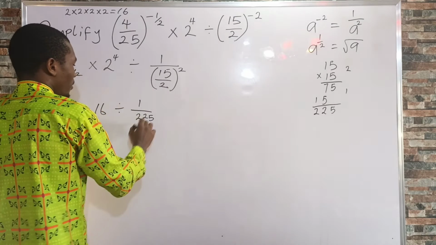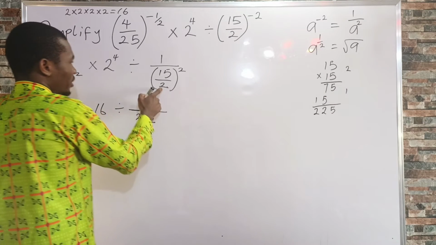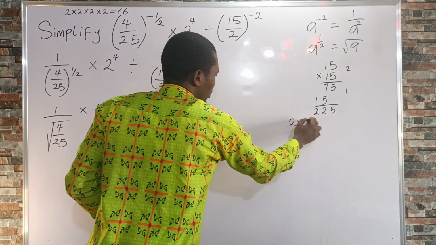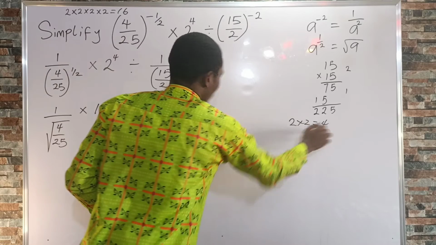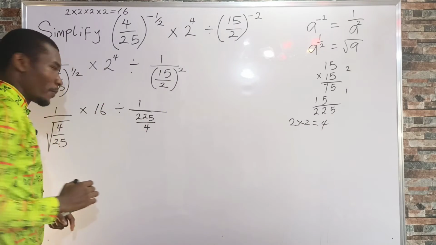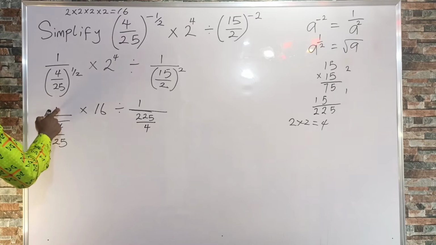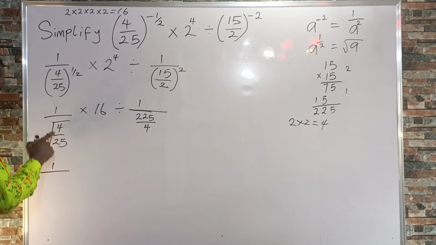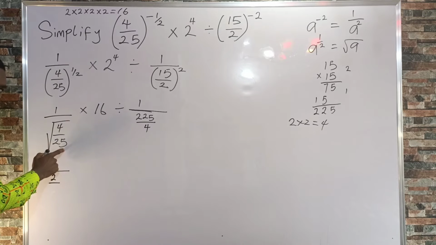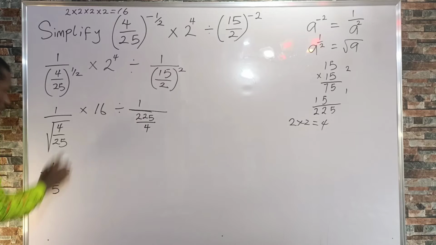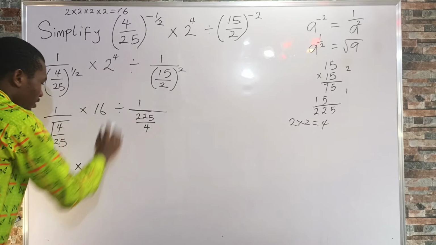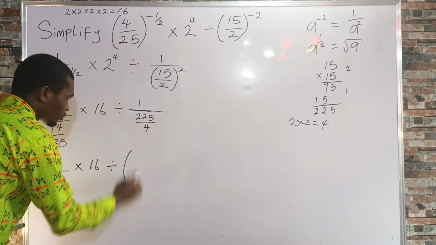So here we have 225 all over. Remember that 2 raised to the power of 2 is 2 multiplied by 2, which gives us 4. So I have that 2 raised to the power of 2 as well is 4. Solving further, I have 1 over. Remember that the square root of 4 is 2, divided by the square root of 25, which is 5. Then multiplied by 16, then divided by, let me group these ones.